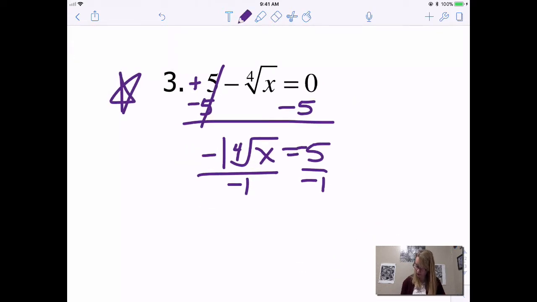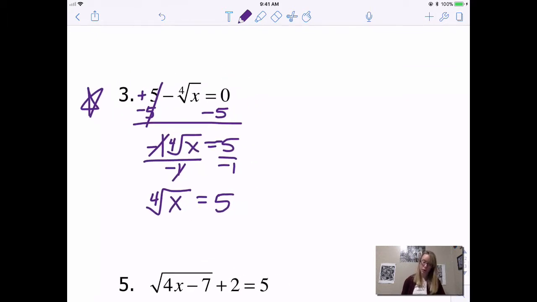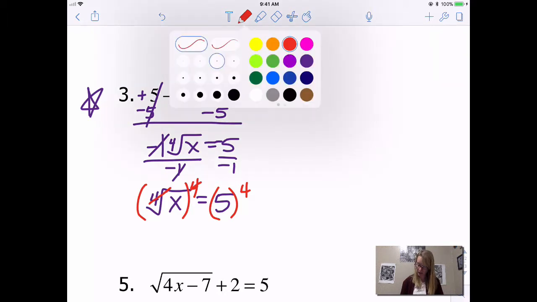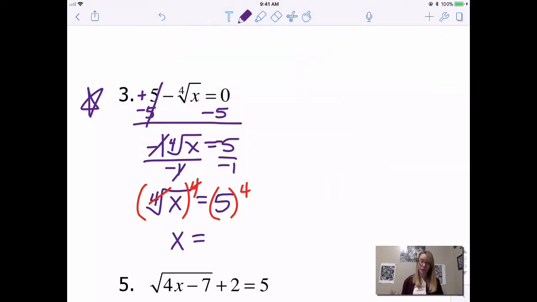Oh, and this should have already been a negative, excuse me. So then I get the 4th root of x is equal to 5. Now, I want to get rid of the radical. So you always have to do the opposite of what you're trying to get rid of, the inverse. Since I already have a radical, I'm going to raise both sides to a power. I have to match the power with the root. So I get x is equal to 5 to the 4th, which is 625, if I check that in my calculator. So I do 5 caret 4.